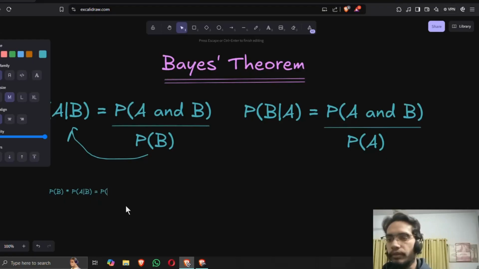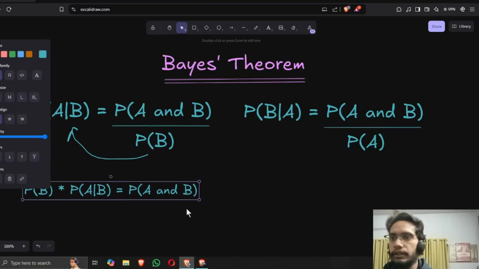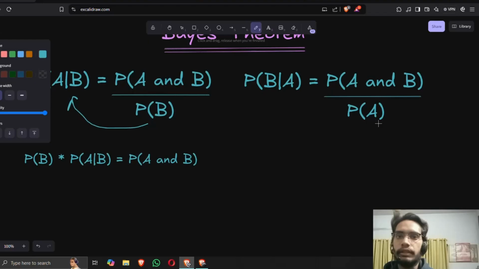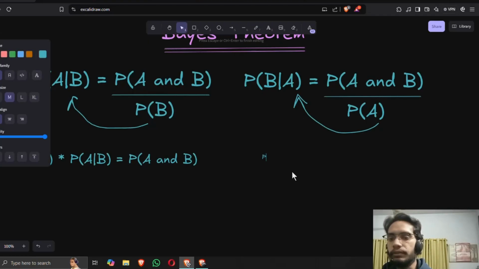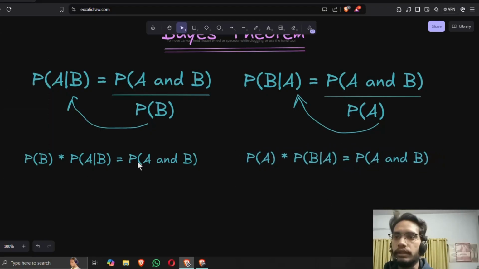So we have P(A and B), right? So if I put this P(B) here, and similarly if I put this probability of A, we can write it like this: probability of A multiplied by probability of B such that A has already occurred, and that is also P(A and B), right? So I'm just deriving these two formulas simultaneously so that you can better understand it.